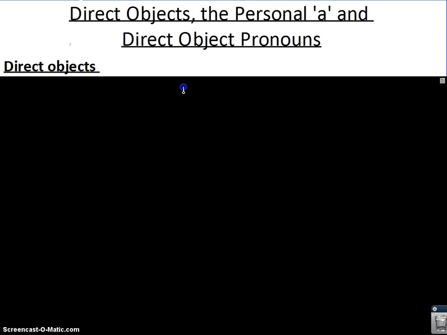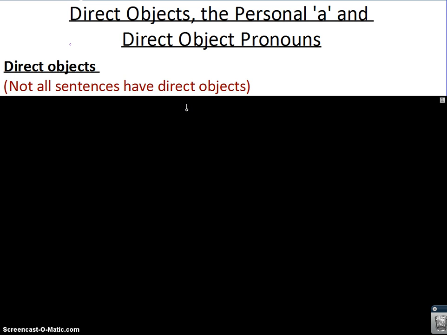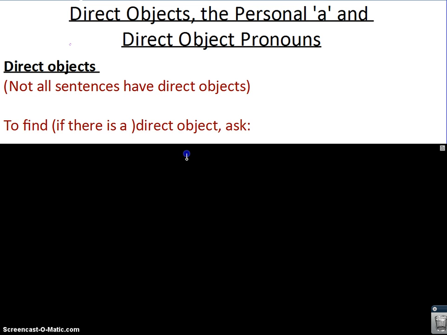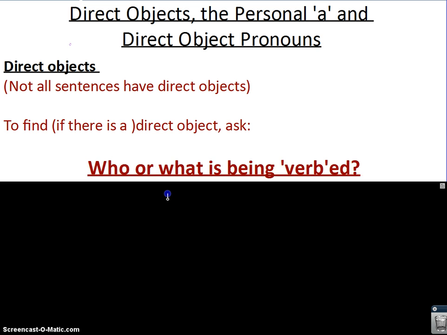So, speaking of direct objects, first of all, what you should know is not all sentences have direct objects, but if you want to find out if there is a direct object in your sentence, ask yourself this question: who or what is being verbed? So first, find your verb and then ask yourself, for example, if I say Dad cuts the grass, what is my verb? Cuts, and then you ask who or what's being cut.